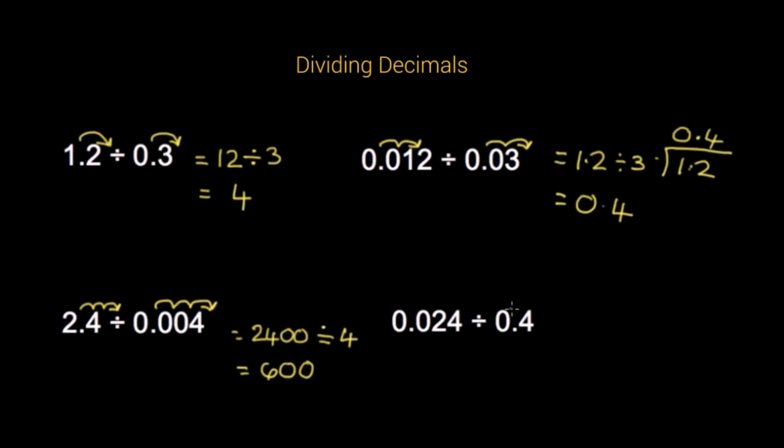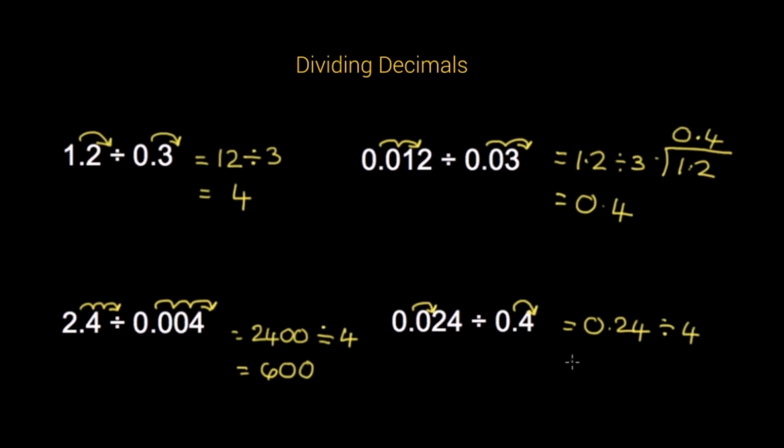Now to the last one, we have 0.024, and divided by 0.4, we only have to move the decimal point 1 place in the number we're dividing by, move it 1 place in the first number as well, and so the question becomes, instead of 0.024, it becomes 0.24 divided by 4.